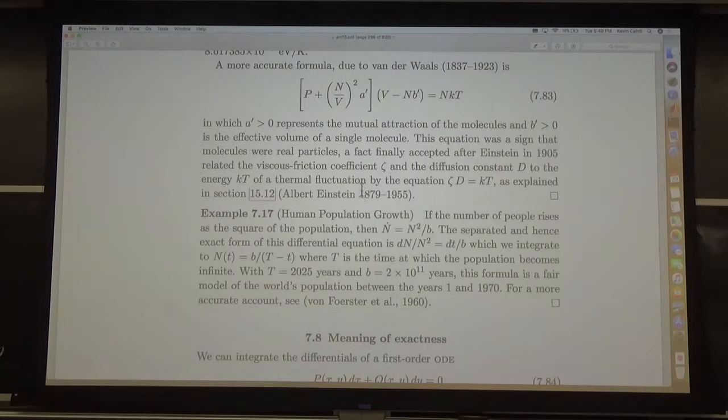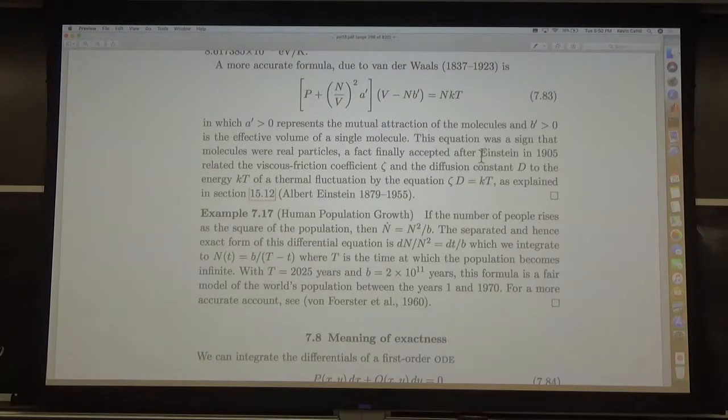But Einstein in 1905 related something called the viscous friction coefficient and the diffusion constant. Remember, we saw the diffusion constant when we talked about Fick's law back in an earlier chapter. And he related them to the energy kT. His equation was that zeta, the viscous friction coefficient, times the diffusion constant is Boltzmann's constant times the temperature. Well, temperature you can obviously measure. The diffusion constant you measure just by watching how fast the molecules, if they're colored or something, diffuse. And in a similar way, one can experimentally measure zeta.